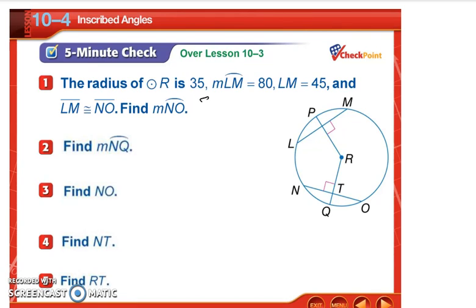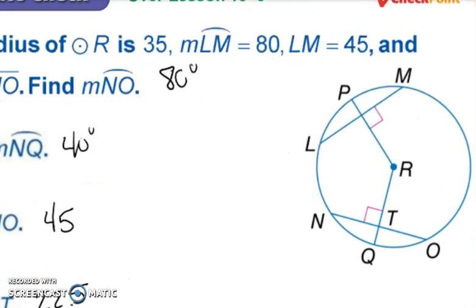The first one you should have gotten 80 degrees. The next one is 40 degrees. 45 is the measure of the length of that line segment. 22.5 is the measure of NT, and then RT is 26.8. Not sure how to do that? That's okay. Let's go through it.